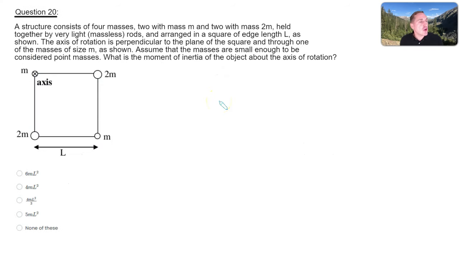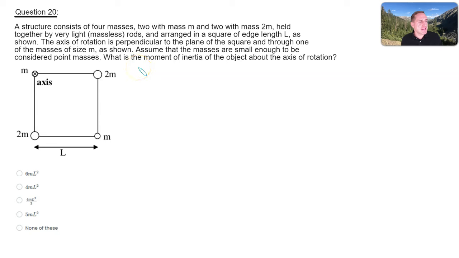Question 20. A structure consists of 4 masses, 2 with mass m and 2 with mass 2m, held together by very light, massless rods and arranged in a square of edge length L as shown. The axis of rotation is perpendicular to the plane of the square through one of the masses of size m as shown. Assume that the masses are small enough to be considered point masses. What is the moment of inertia of the object about the axis of rotation?